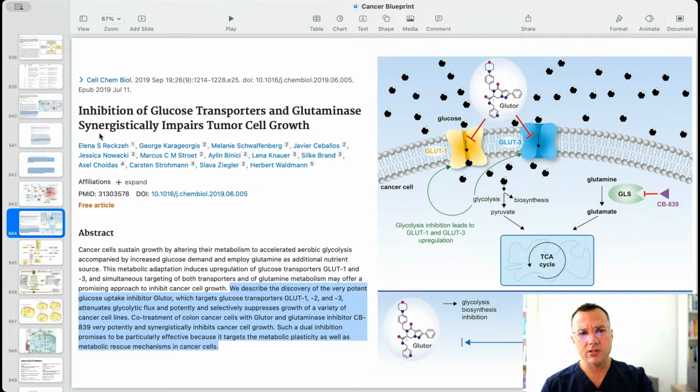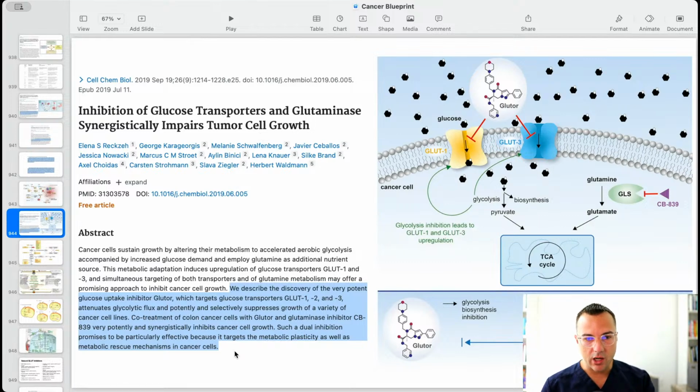So this paper was, again, published in September of 2019. Inhibition of glucose transporters and glutaminase, aka what DON blocks, what mebendazole blocks, what betulinic acid, curcumin, etc. block. Berberine probably also has an effect there as well. My point is that inhibition of glucose transporters and glutaminase synergistically impairs tumor cell growth. Imagine that. We're affecting glucose and glutamine, and we're having a clinical response.